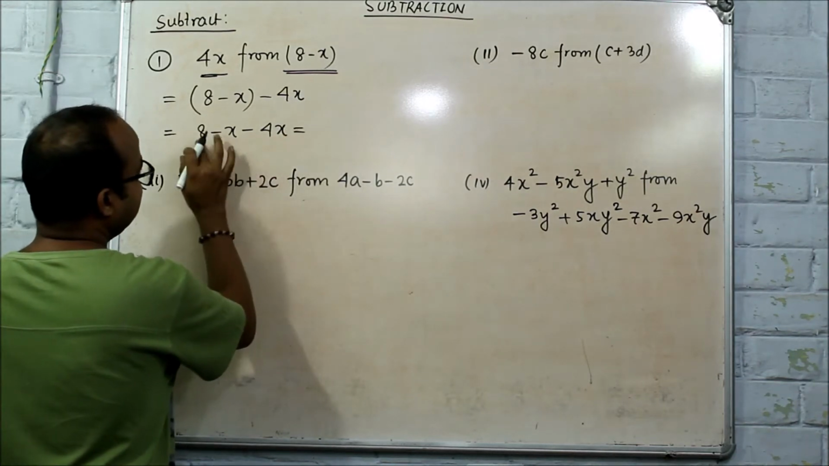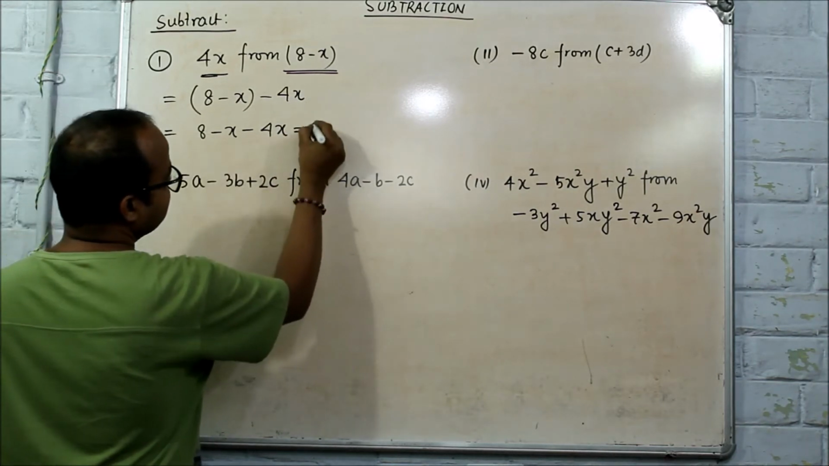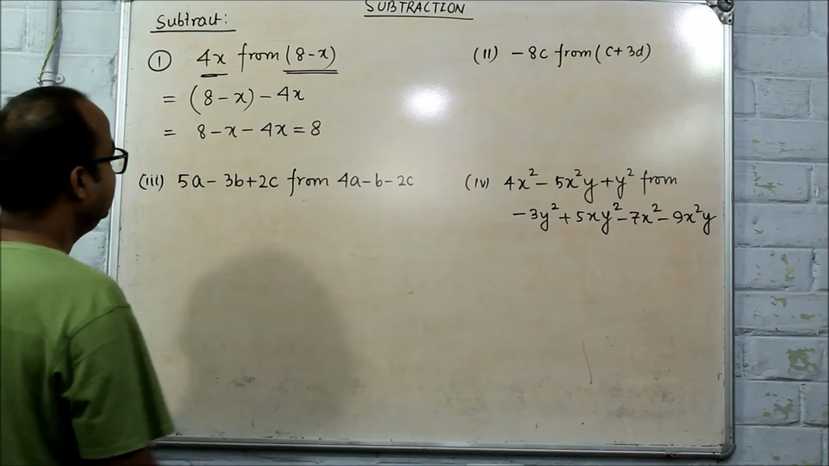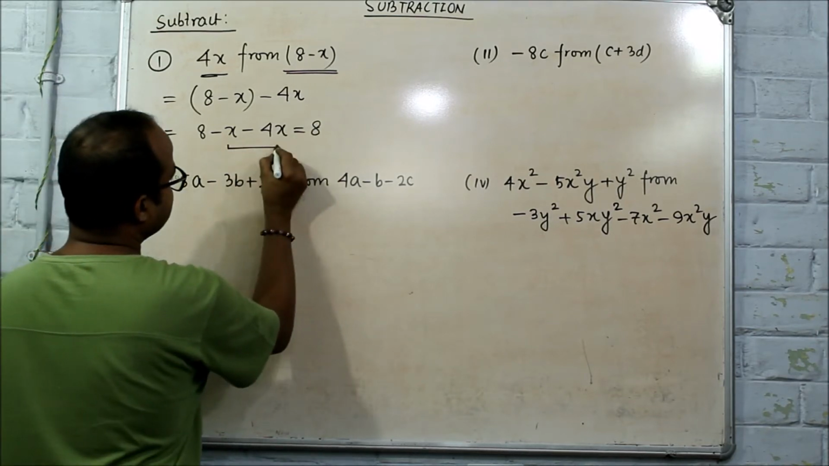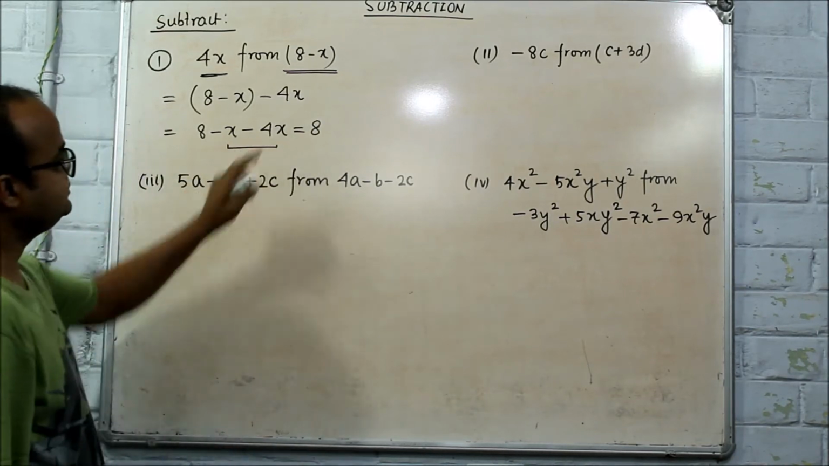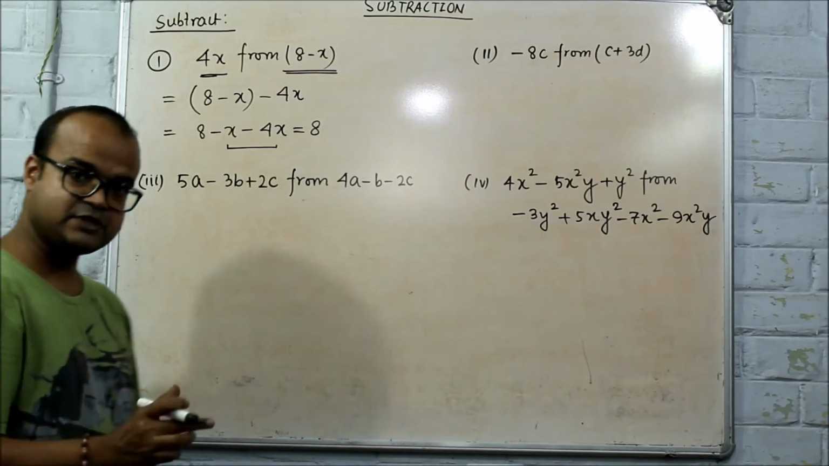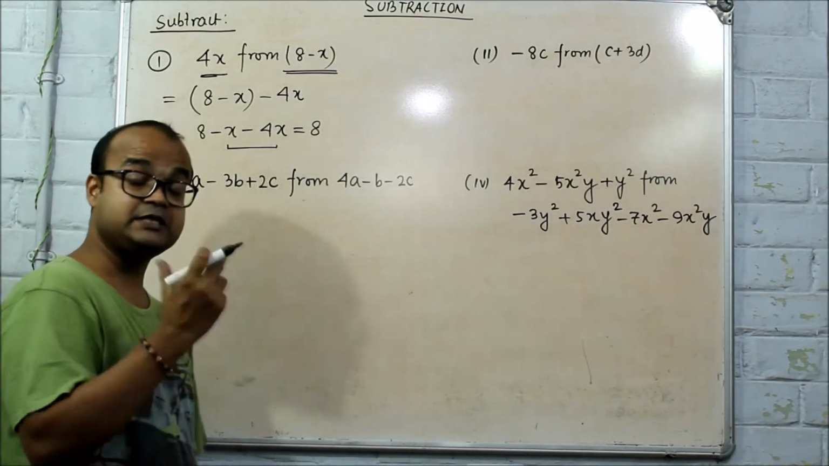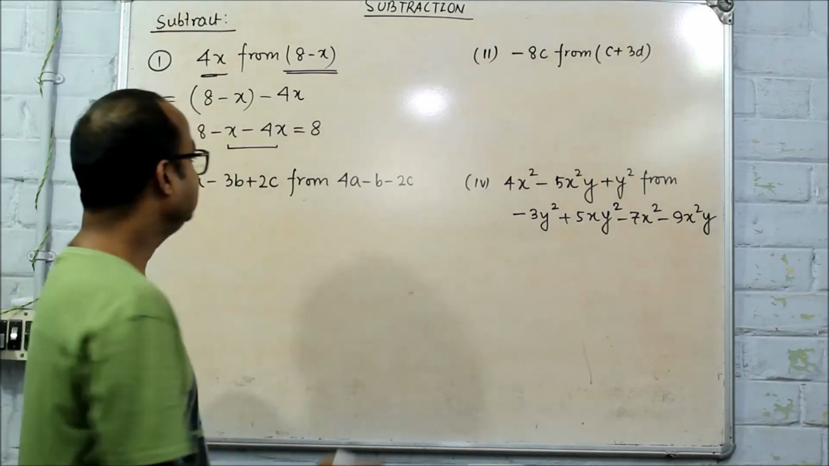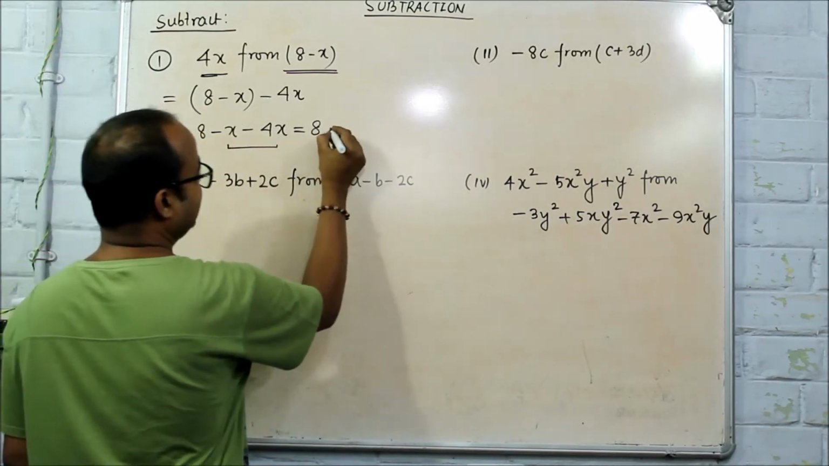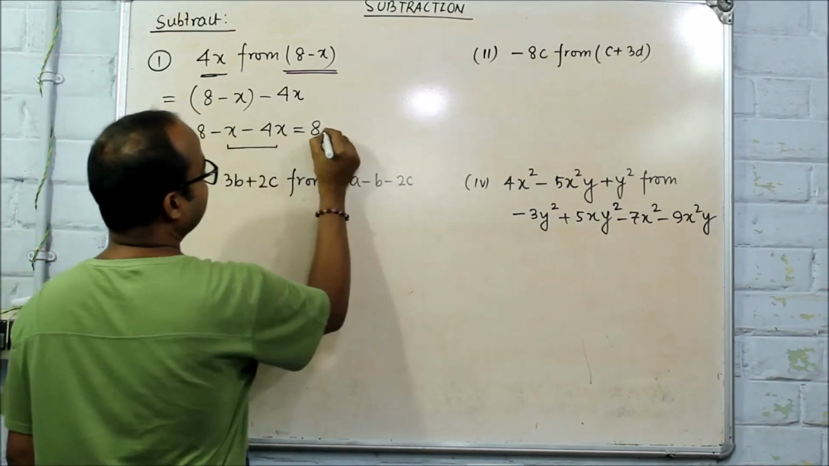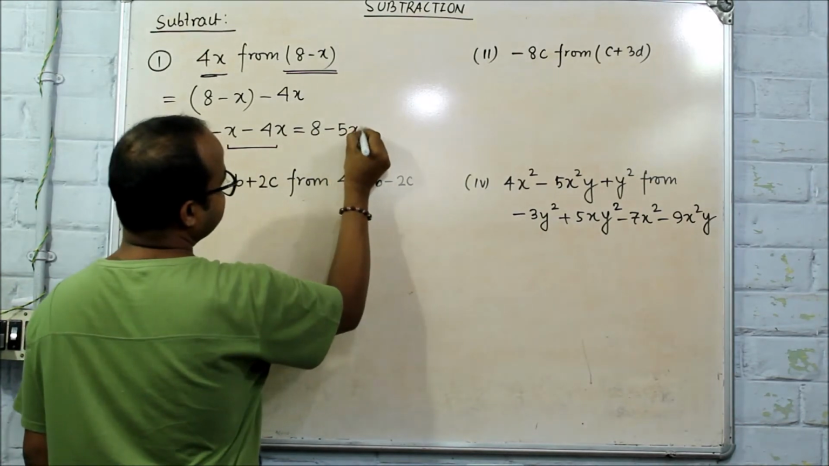Now see, 8 is an unlike term, so 8. Now these two are like terms, minus x minus 4x, same sign. I repeat once again, same sign we need to add. So 4 plus 1 is 5, both are negative, so minus 5x.